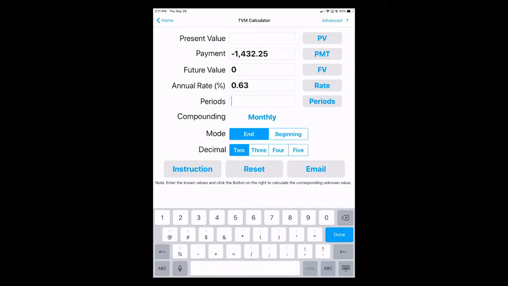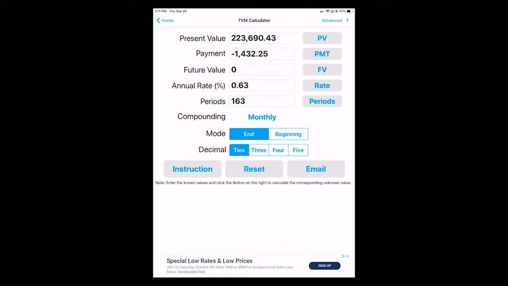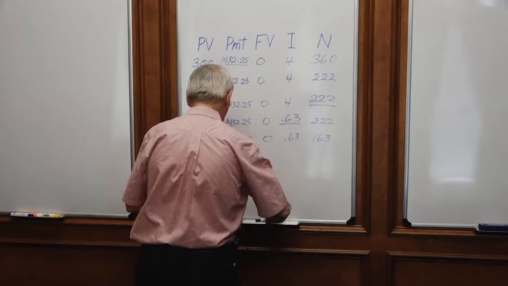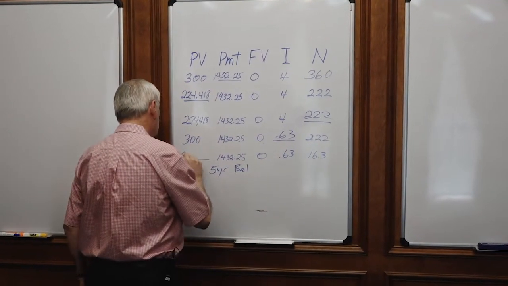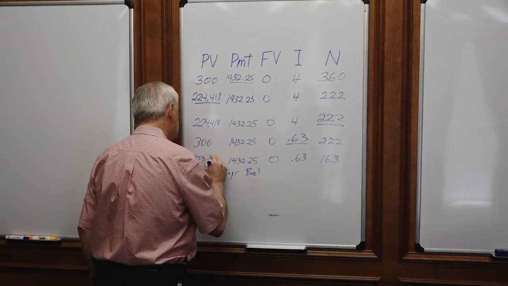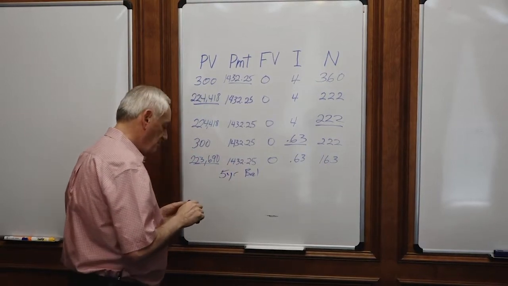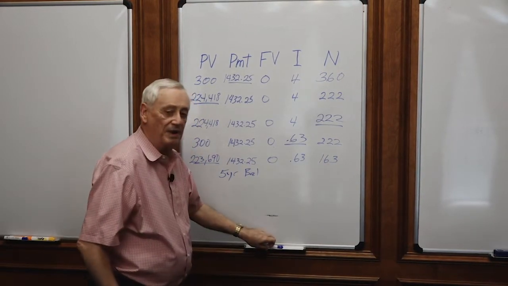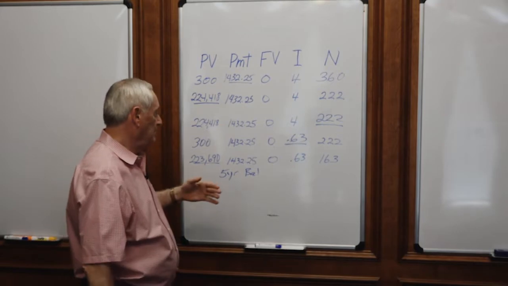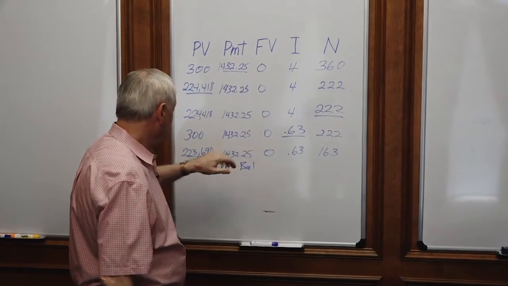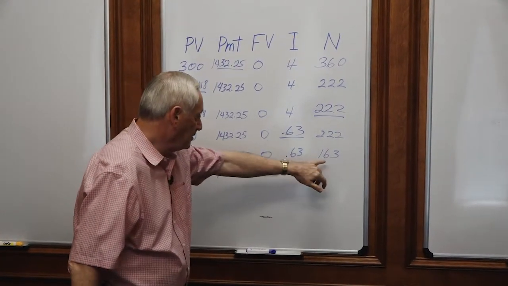Let's see what happens, because that's the periods remaining. And let's solve for present value. And so we'll see 223,690. That means that we owe the seller $223,690 after a measly 5 years worth of payments have been made, because we took the 59 from the 163.